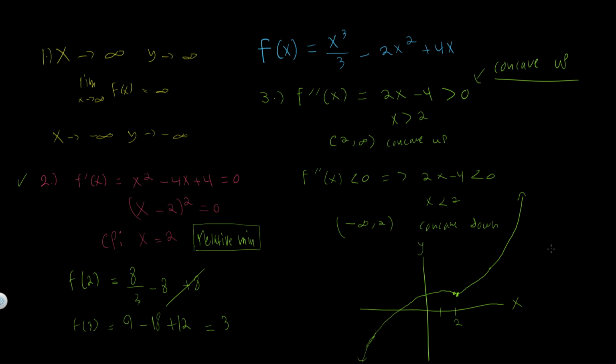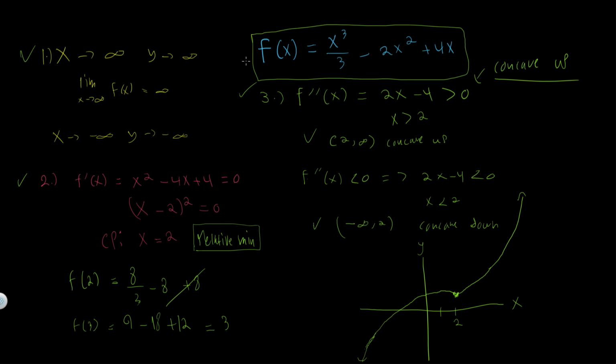As x goes to infinity, our function goes to infinity. As x goes to negative infinity, our function goes to negative infinity. So that's checked off. From 2 to infinity, it's concave up. That's checked off. And from negative infinity to 2, it's concave down. That's checked off. So our graph should look something like this. This weird graph here should look something like that.